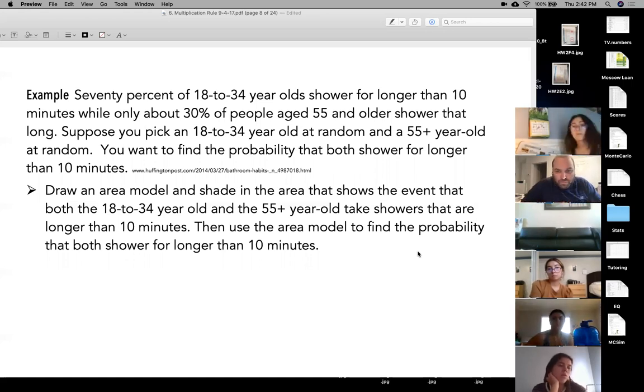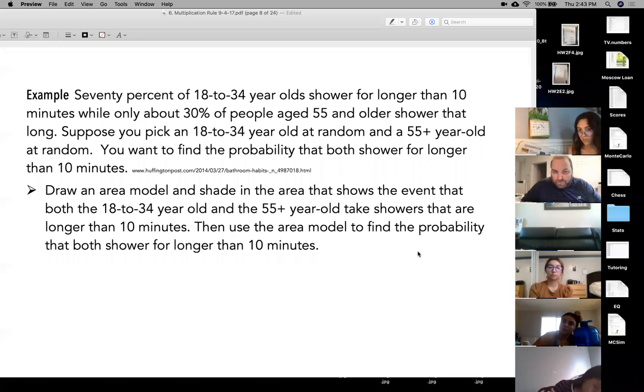Okay? So first, do we understand the question? Yes, it's asking us which age group showers the longest. Doesn't say that actually. We're told that 70% of 18 to 34-year-olds shower for longer than 10 minutes. Fact. 70% of them do. I don't know how they know this data, but 70% do. But only 30% of people aged 55 and older shower that long. These are both facts. These are not probabilities, these are facts.